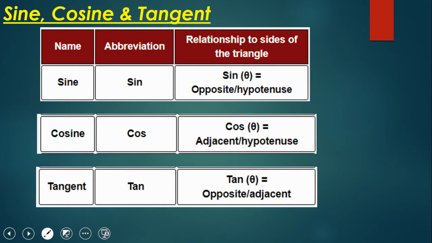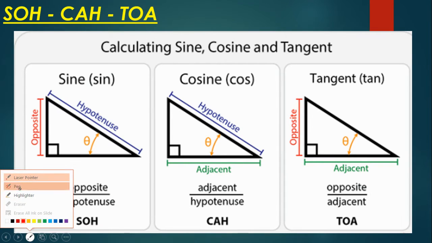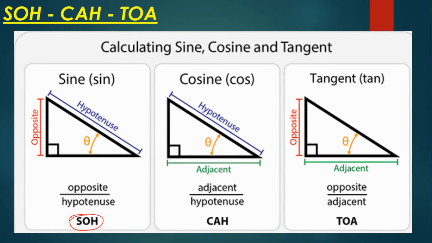And the third one is the tangent, and the short form is tan. Tan theta equals opposite over adjacent. In fact, you are expected to memorize all three. There is a method to memorize all three. We call it SOHCAHTOA. So you can see that at the bottom it is written as SOHCAHTOA.